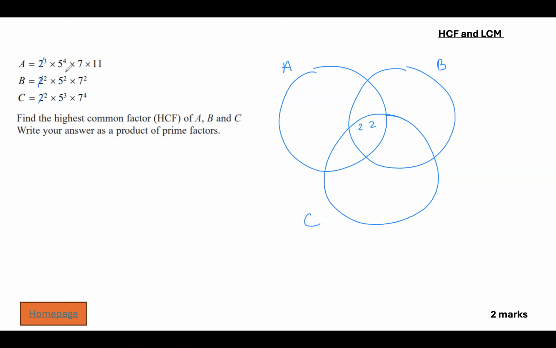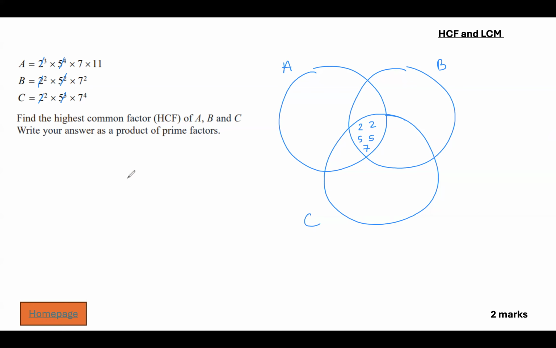How many 5's do they all have? They all have 5 squared. So that's going to be 1 5 and another 5. So we've dealt with the 5's. And they all have only 1 7. So it says write your answer as a product of prime factors.